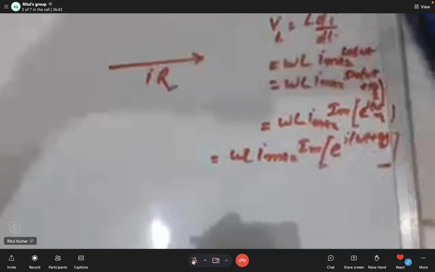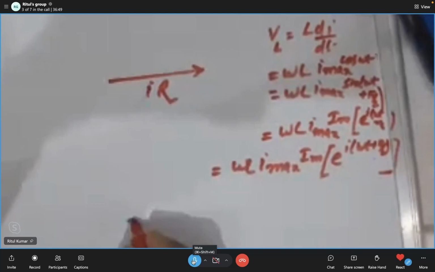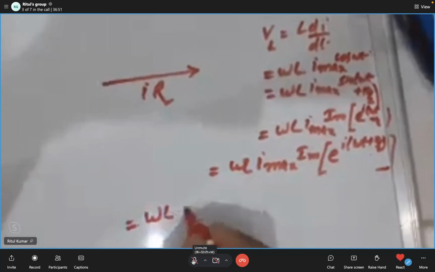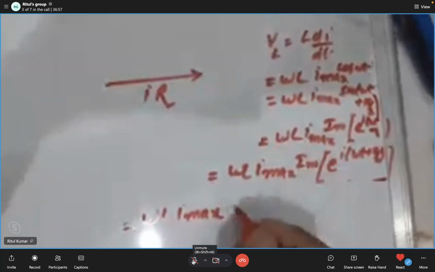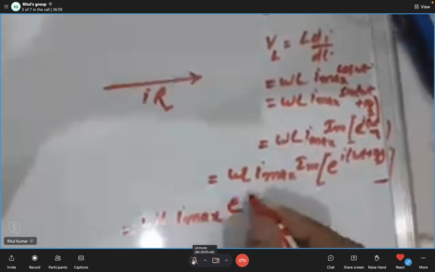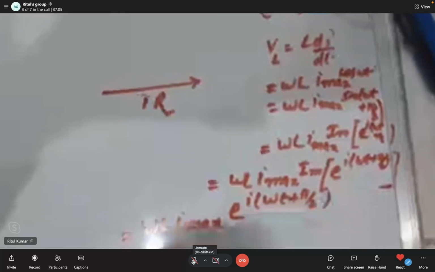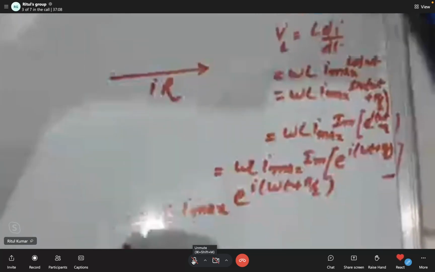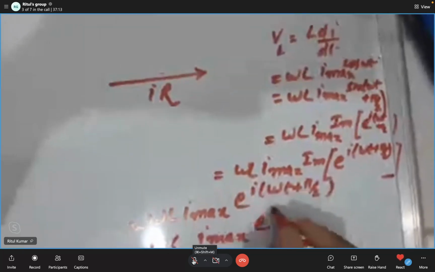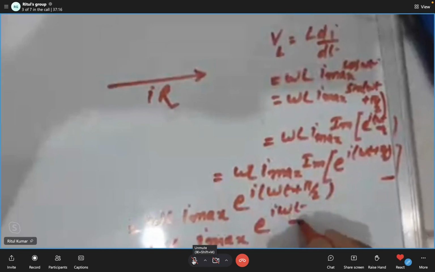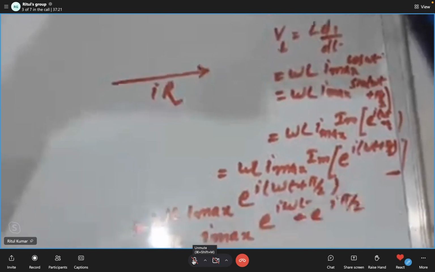Is it good? Okay, again then omega L I max. Now to add to your woes, what I'll do, I'll drop imaginary. That is what they do when they write it as e raised to the power i omega t plus pi by 2. So omega L I max e raised to the power i omega t, and to that e raised to the power i pi by 2. Correct?